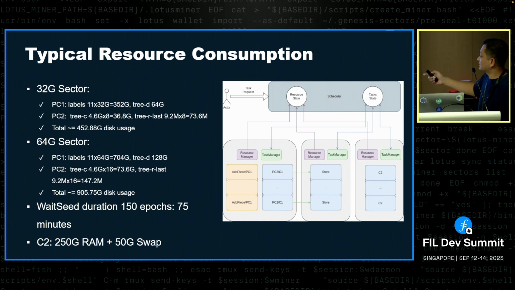And on the right side, we combine the resource consumption and group the tasks in different domains. The other pieces, PC1, PC2, and C1, we group onto one server, and the storage is a distributed storage solution. And the right is about C2. We group the C2 tasks into the cloud service.